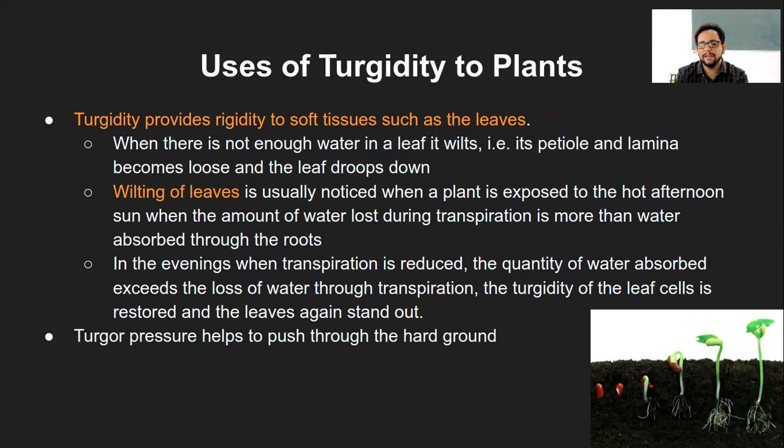For example, in the evenings, when transpiration is reduced, the quantity of water absorbed exceeds the loss of water. So whatever water was lost is less, and whatever water is absorbed by the roots is more now. And that way, the turgidity of the leaf cell is restored, and the leaves again stand out and regain their regular position. So that is the wilting of the leaves and why it is important.